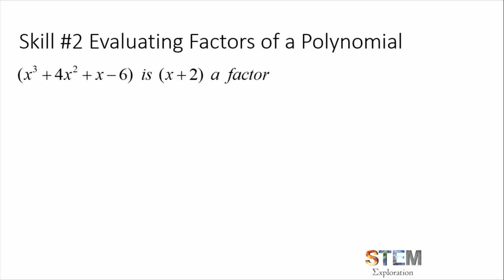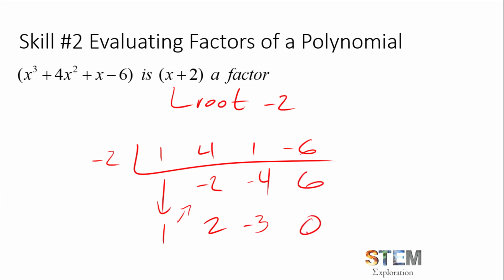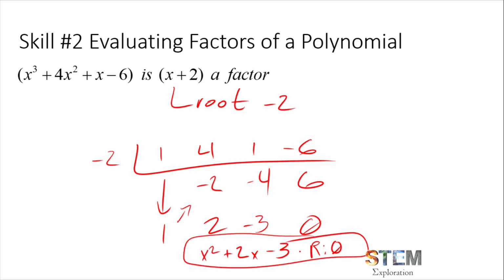So again, if we want to evaluate a factor of a polynomial, just like we did in the previous video, remember the root is negative 2. All you're trying to do is find the 0 of the actual polynomial. Go negative 2, plug it through, 1, 4, 1, negative 6. And I'll just show you how fast this actually is. Negative 2, 2, negative 4, 3, negative 3, 6, 0. And now I look at those numbers and I get x squared plus 2x minus 3 with a remainder of 0. And that's literally how quick this entire process can be using synthetic division.